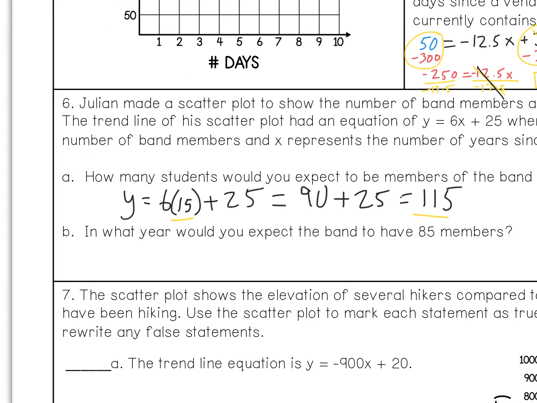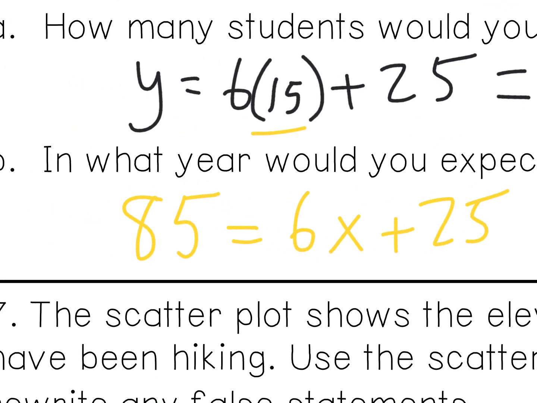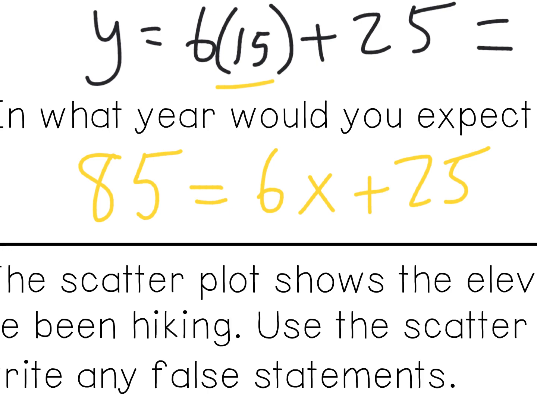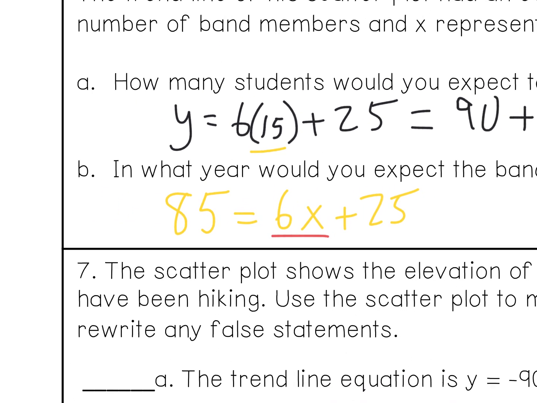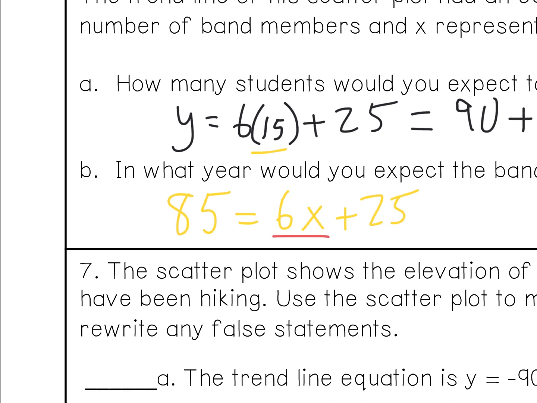Now, the other one is going back the other direction again. In what year would you expect the band to have 85 members? So 85 is which value, x or y? Y. So 85 equals 6x plus 25. What do I have to do first in order to get x by itself? I have to get the 25 away first. So minus 25, minus 25.